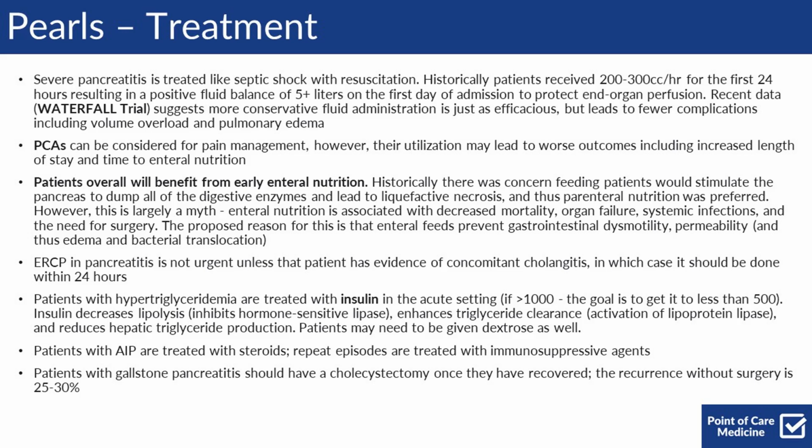Insulin decreases lipolysis, which inhibits hormone-sensitive lipase, enhances triglyceride clearance via activation of lipoprotein lipase, and reduces hepatic triglyceride production. Patients may need to be given dextrose as well. Patients with autoimmune pancreatitis are treated with steroids, and repeat episodes may need to be treated with immunosuppressive agents. Patients with gallstone pancreatitis should have a cholecystectomy done once they've recovered. The recurrence without surgery is 25 to 30%.